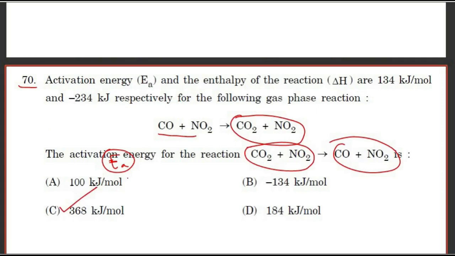Option A would be the correct answer if delta H were given as 234, if it were an endothermic reaction. You would get the answer Ea equal to 100 kilojoule per mole. But they have given delta H equal to minus 234. Hence, you have to add 134 plus 234, which is equal to 368 kilojoule per mole.